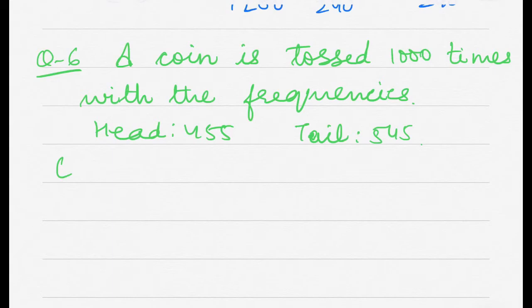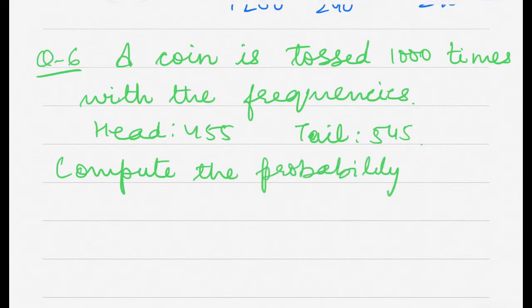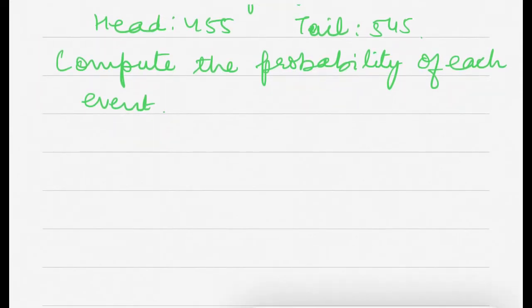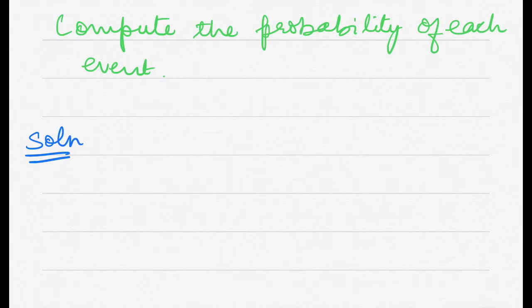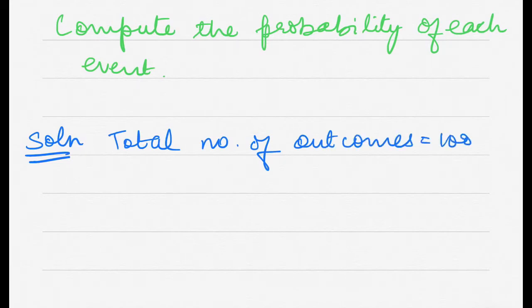Now, similar to the last question, you have to compute the probability of each event. The events are getting a head or getting a tail, correct? Now let's move to the solution of this question. First we have to write down the total number of outcomes. How many total outcomes are there? 1000, right?